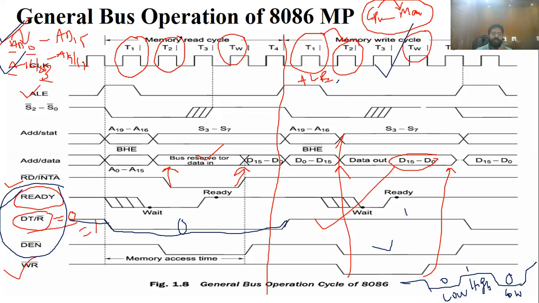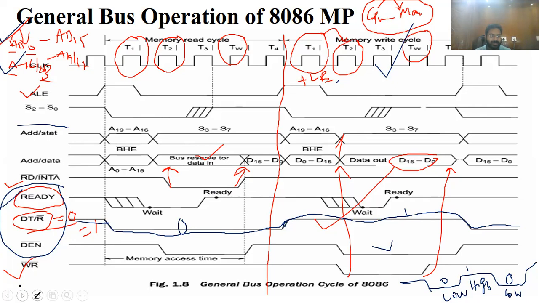But in the read cycle, RD bar is equal to this. In the write cycle, DT/R is equal to 1. See this, this is high. Remember, whenever there is a bar on any word or any symbol, it will work as negative logic. 0 is on, 1 is off. Simple. So this way, microprocessors perform the read and write operations, nothing but the general bus operation of the 8086 microprocessor.